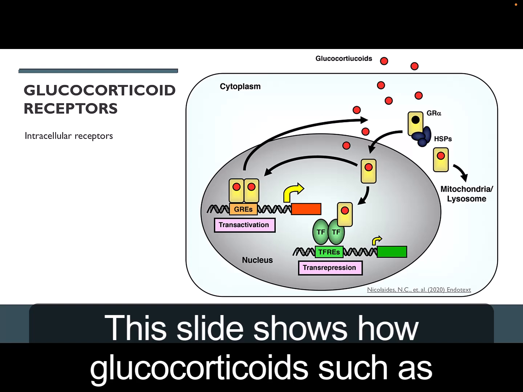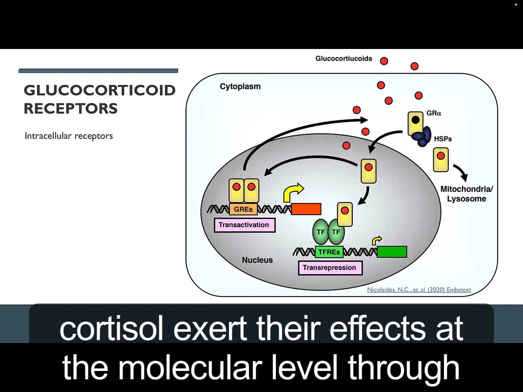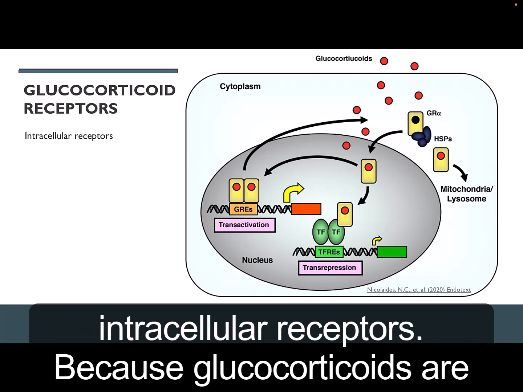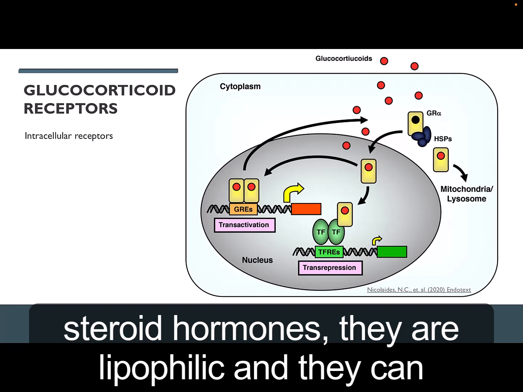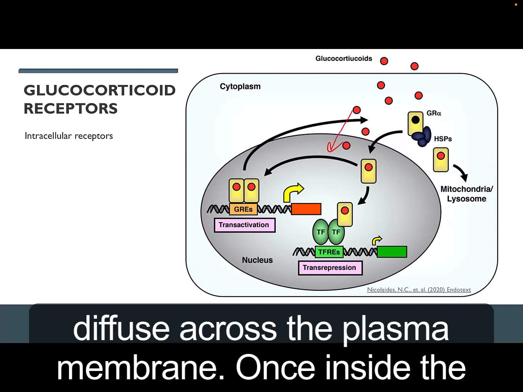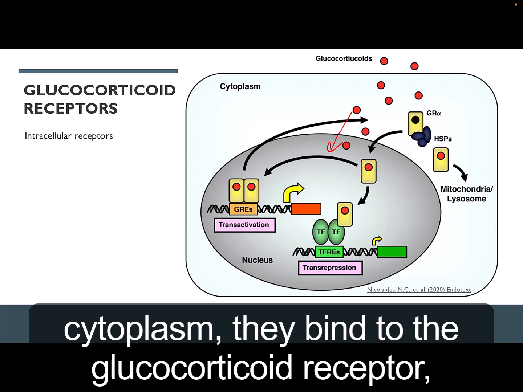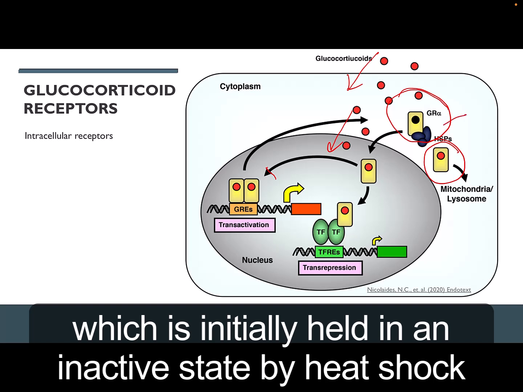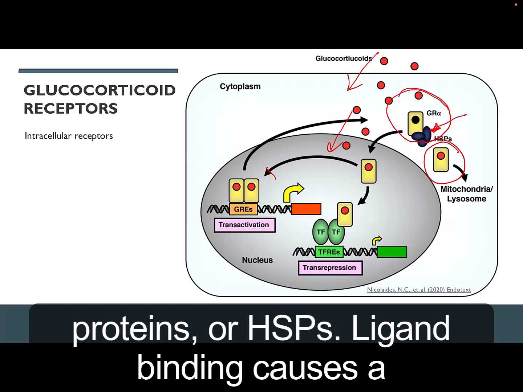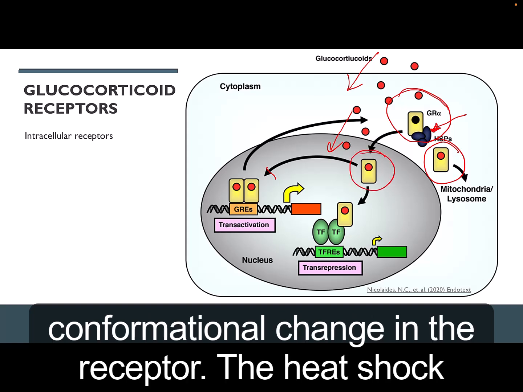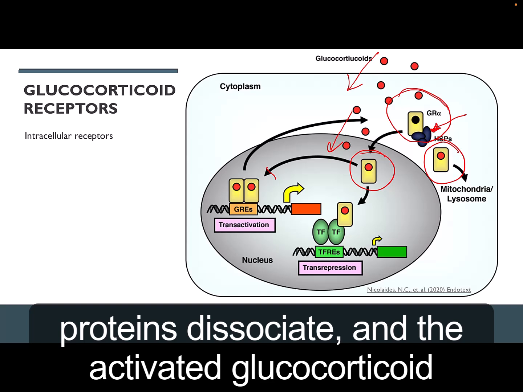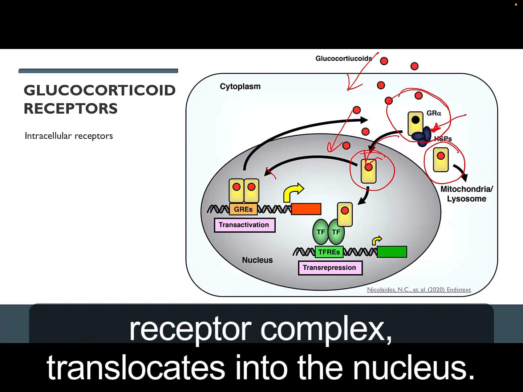This slide shows how glucocorticoids such as cortisol exert their effects at the molecular level through intracellular receptors. Because glucocorticoids are steroid hormones, they are lipophilic and can diffuse across the plasma membrane. Once inside the cytoplasm, they bind to the glucocorticoid receptor, which is initially held in an inactive state by heat shock proteins, or HSPs. Ligand binding causes a conformational change in the receptor. The heat shock proteins dissociate, and the activated glucocorticoid receptor complex translocates into the nucleus.